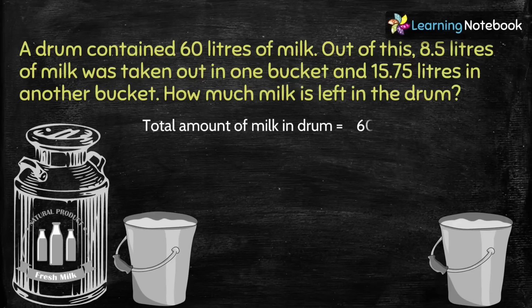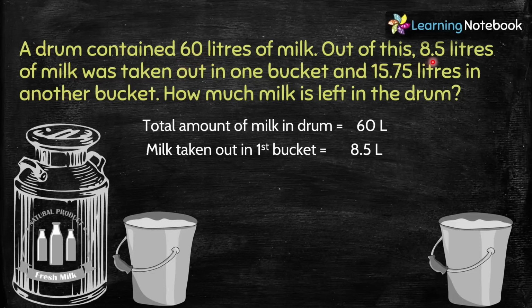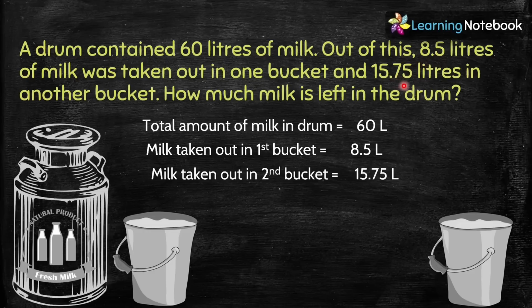First, we will write the statements. Total amount of milk in the drum is given as 60 liters. Then milk taken out in first bucket equals 8.5 liters and milk taken out in second bucket equals 15.75 liters. So students, first we will find out how much milk was taken out.